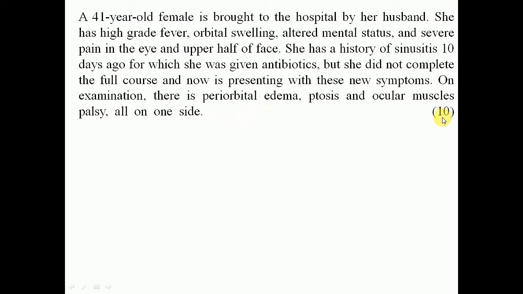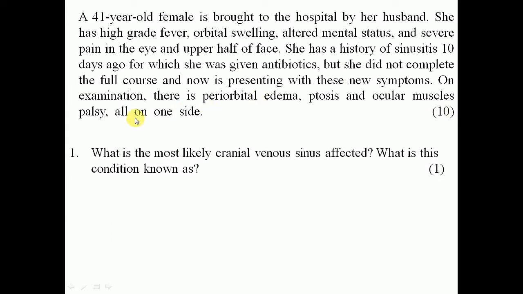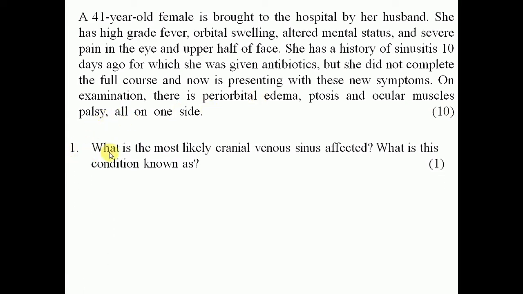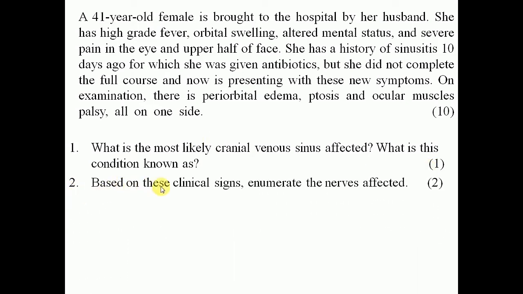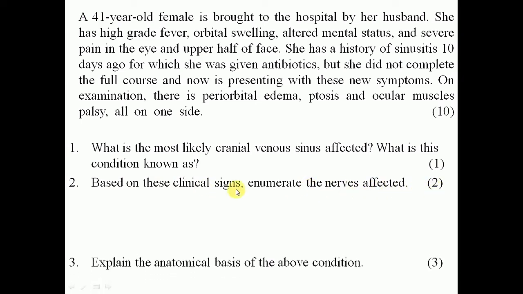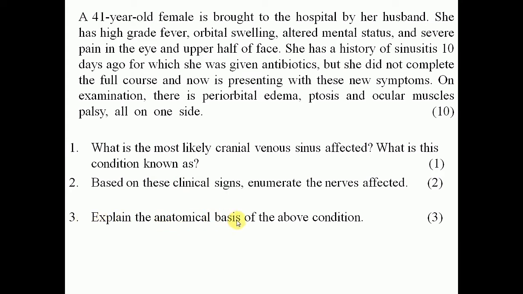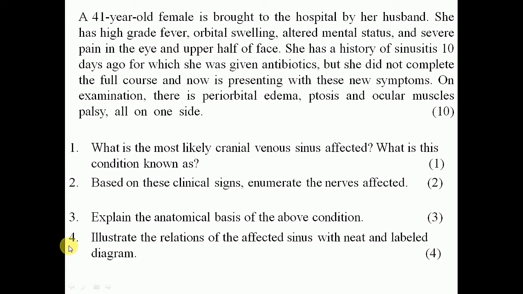So this case is of 10 marks. The questions related to this case are: 1. What is the most likely cranial venous sinus affected? What is this condition known as? So this is of 1 mark. 2. Based on these clinical signs, enumerate the nerves affected. That is of 2 marks. Question 3. Explain the anatomical basis of the above condition, which is of 3 marks. And question 4. Illustrate the relations of the affected sinus with a neat and labeled diagram, that is of 4 marks.